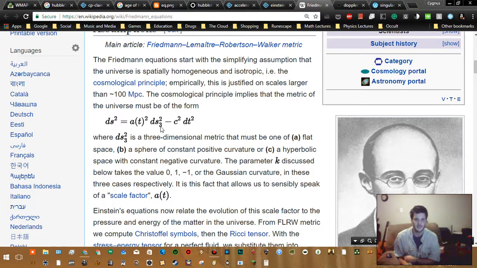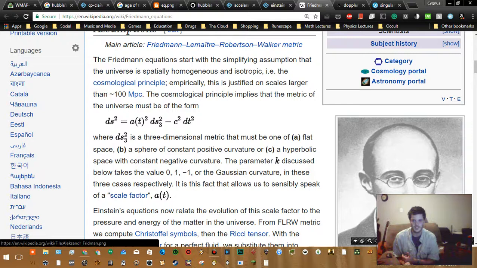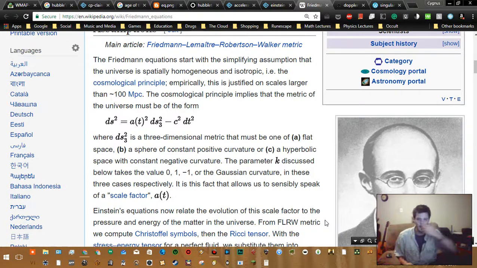Okay, this ds sub 3. The other two axes remain the same. And then it also changes c² dt². It changes time with the usual negative signature. If you know what that means, then you know a lot more physics than a lot of people pretend to.